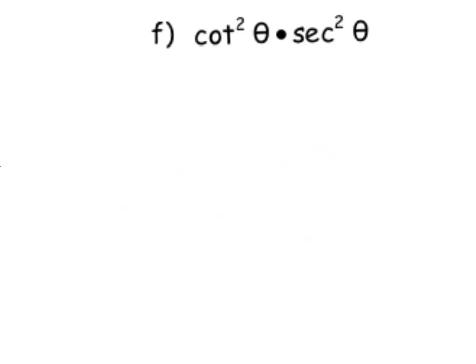All right, let's see what we get. Cotangent squared is equal to cosine squared of theta over sine squared of theta, times secant squared, which is 1 over cosine squared of theta. Hey, look at that. Convenient.